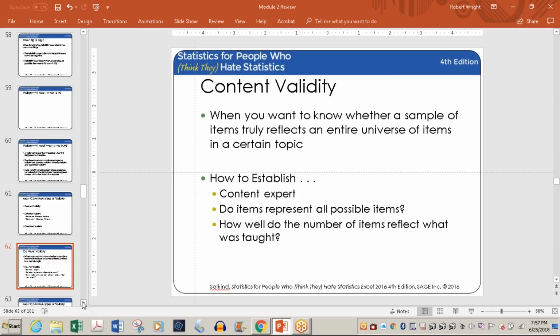Basically, you're looking at the content and saying, does this accurately cover what needs to be covered in order for this test to be valid, to be assessing what it says it does?